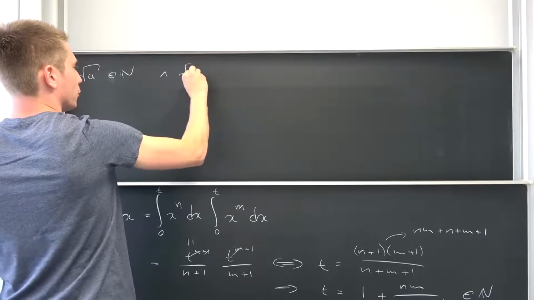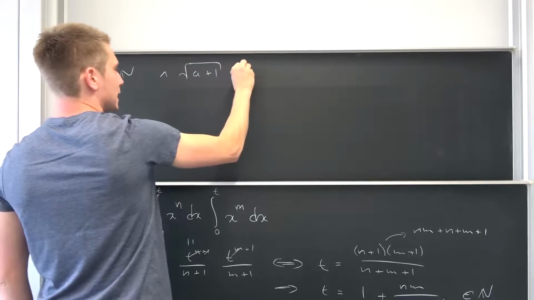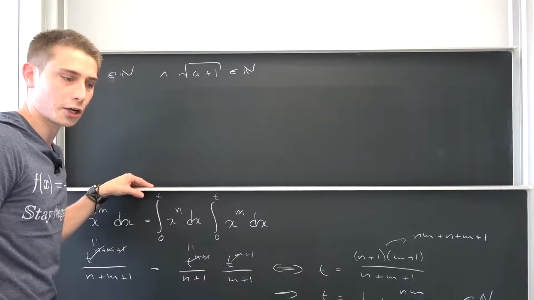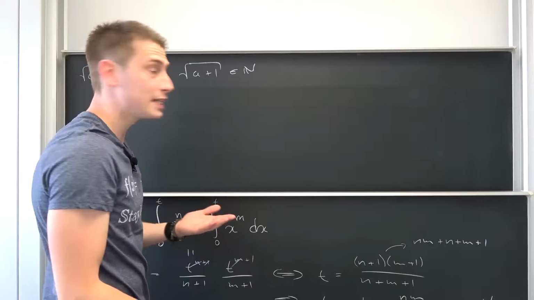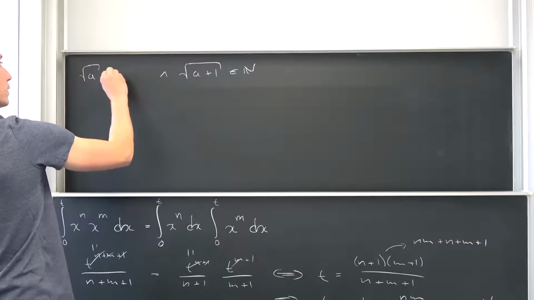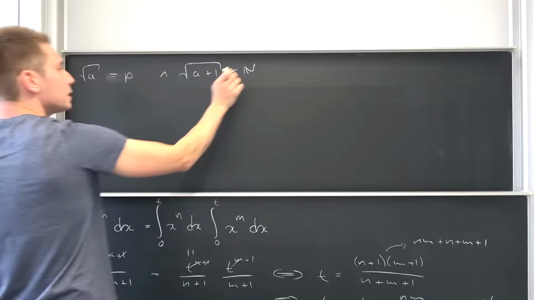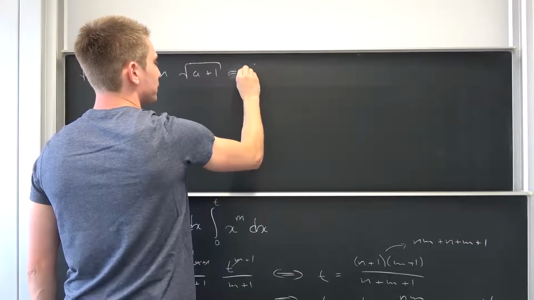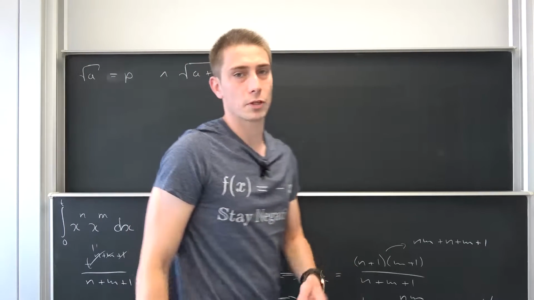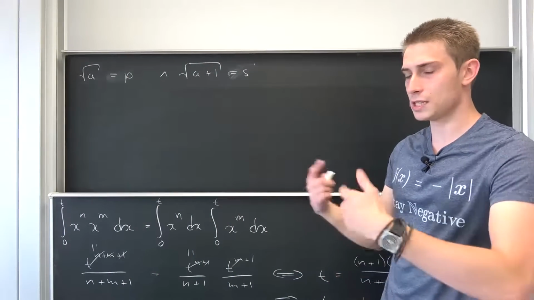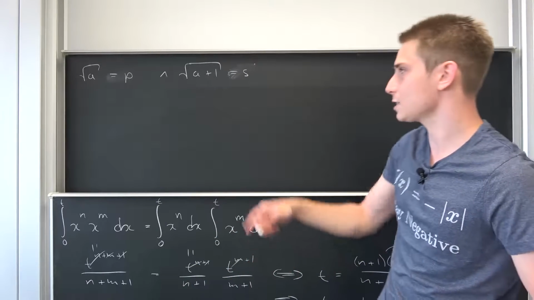And we know that square root of a plus 1 must be element of N. By the same arguments as before, if something is out of N, it must be equal to some number, for example p, and this must be equal to some number s. And as a matter of fact, if you want to take the square root of a natural number and you want this to be in natural numbers yet again, it needs to be a perfect square.